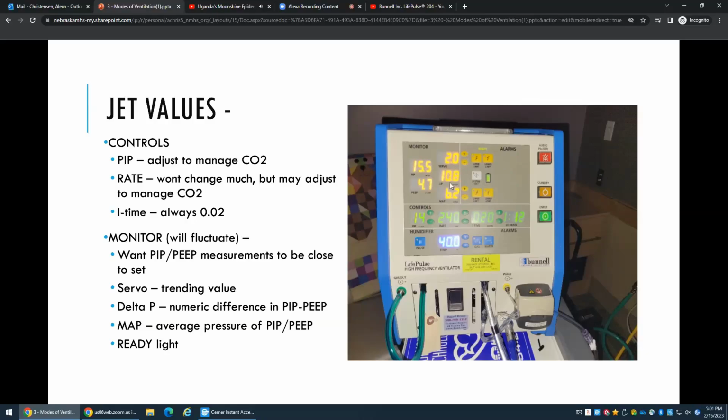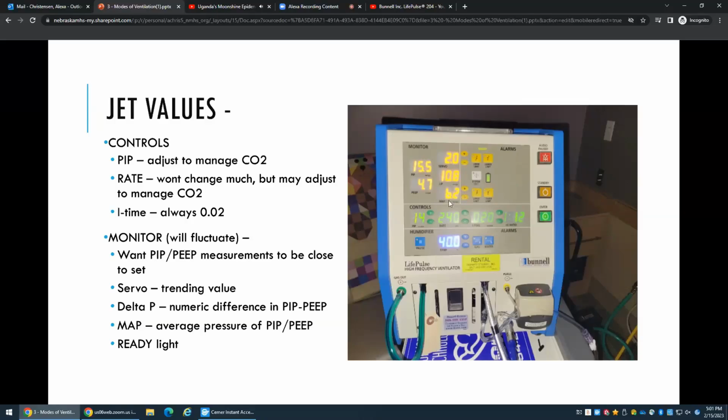Your delta P. So here's that delta P that we kind of talked about with the oscillator. The delta P, all this is the difference in your PIP and your PEEP. Remember I said that the delta P is a change in pressure. This is just the measured numeric difference between your PIP and your PEEP. Changing your delta P, so changing these two things, is going to affect your ventilation or your CO2. The same way that changing your delta P on the oscillator affects your CO2.